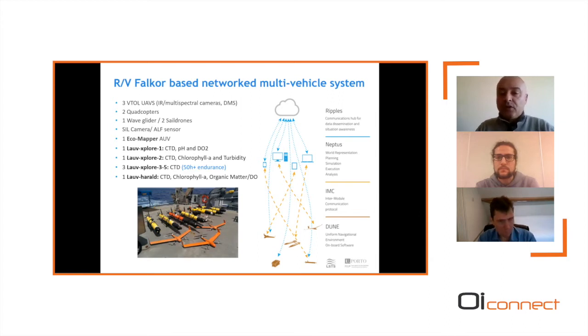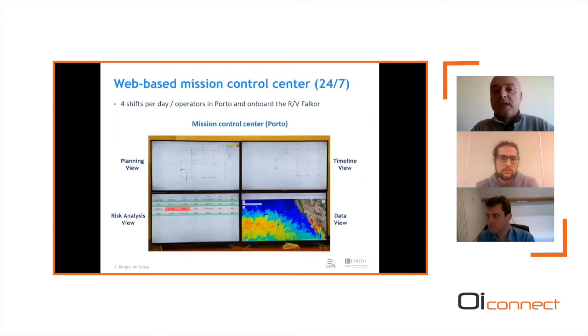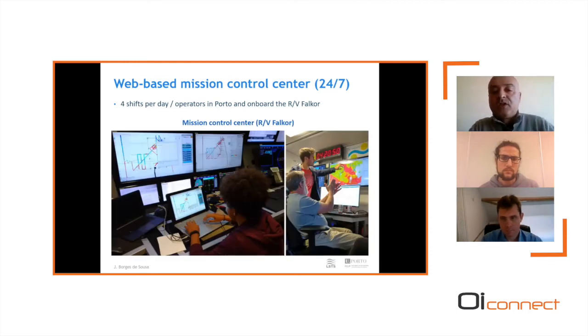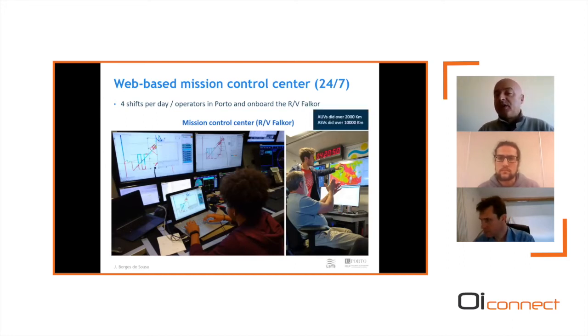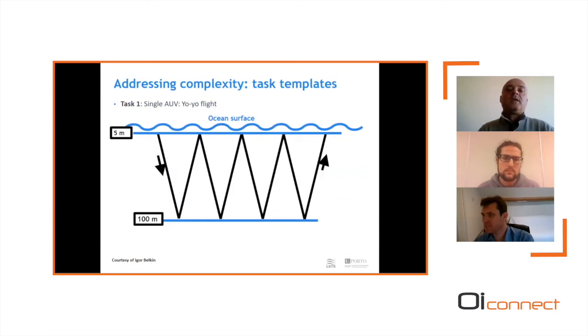The duration of the cruise was 3 weeks, and we were on site for 2 weeks. We had a web-based mission control center, so we were operating non-stop, 4 shifts per day. We had operators in Porto, Portugal, and on board the RV Falkor. This is what you would see in Porto, with a planning view, a timeline view, a risk analysis view, and a data view. You also had the mission control center on board the Falkor. And of course, we were using SATCOMs. Our AUVs did over 2,000 kilometers and the ASVs did over 10,000 kilometers in this cruise.